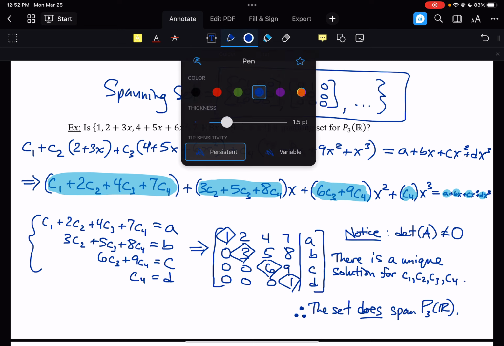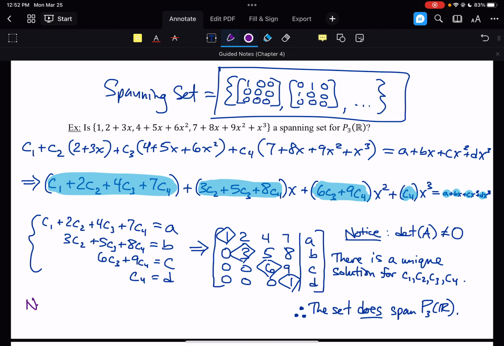Now, one final thing to note here: this set of vectors does span all of P3, so we can create any vector in P3 using this set of vectors. The question is, is it only this set of vectors that can create all of P3? And no, that is not necessarily the case. There are plenty of sets of vectors that could span all of P3.